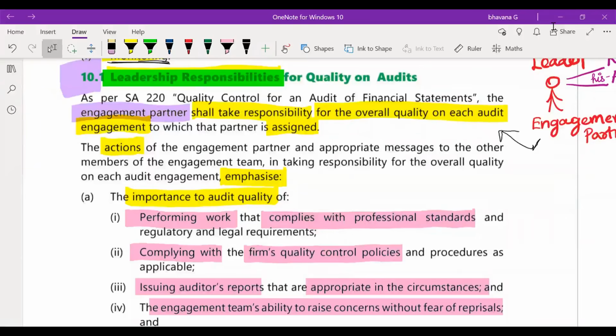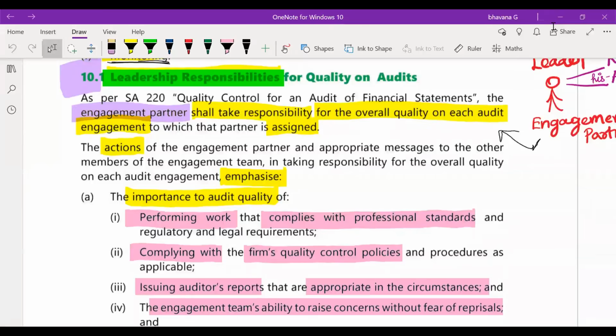So a leader is very important, let it be any area of your life. Let it be studies, let it be sports, let it be gaming, there'll be some person you look up to. So a leader is very important. We understand that. Likewise, in an audit also, a person who is going to lead the whole audit team is very important. Whenever you go to audit, you will have a team with you.